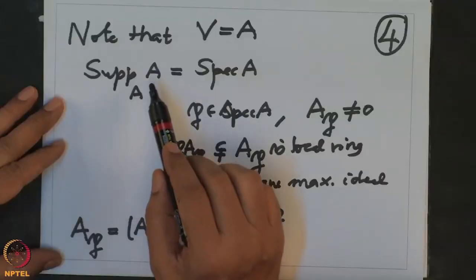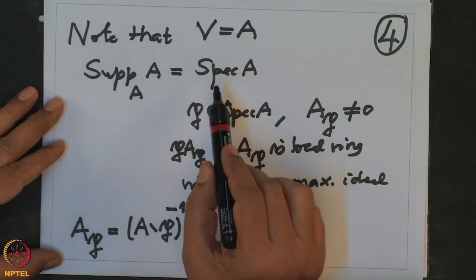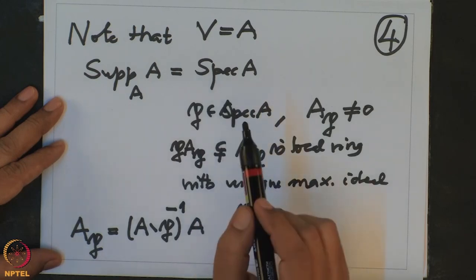Therefore, when the module is equal to the ring, the support of A as a module is the whole spectrum, and therefore it is closed. In general, that may not be the whole thing, but it will be a closed set. That is what we want to prove.